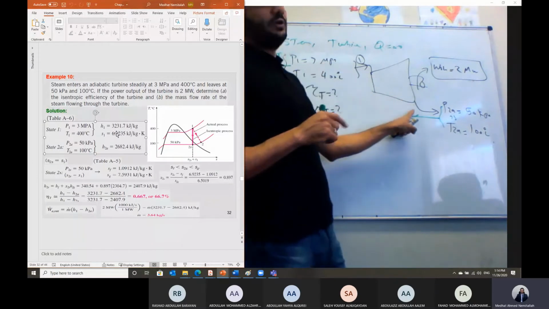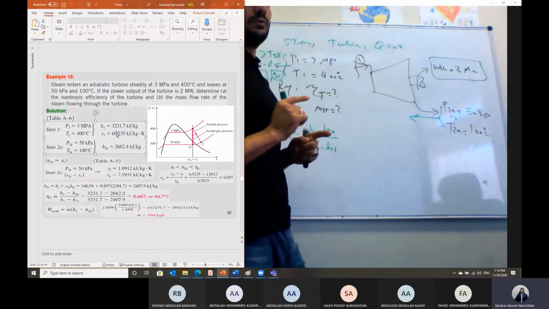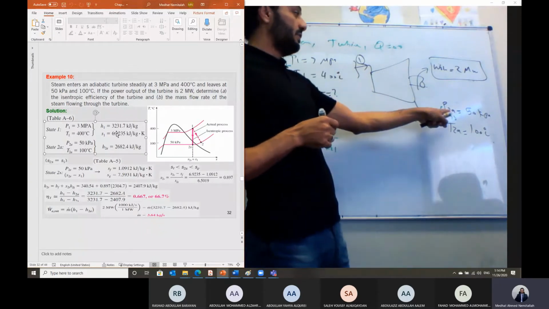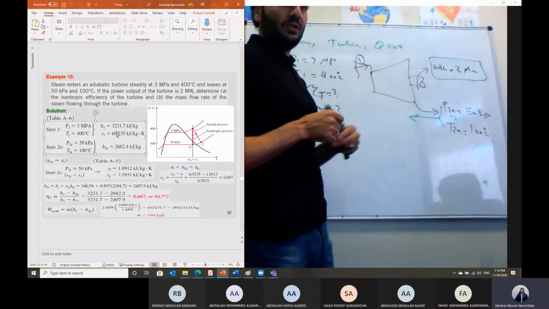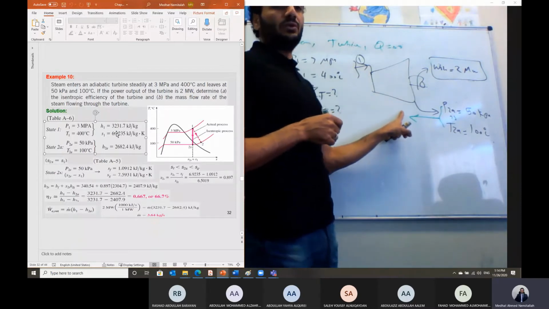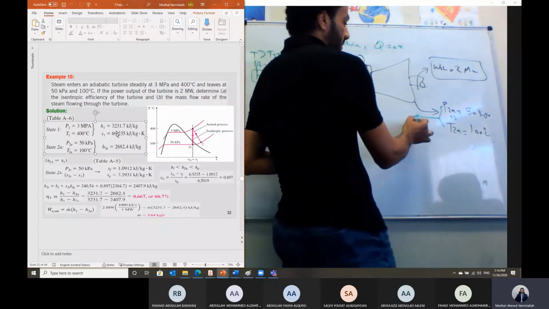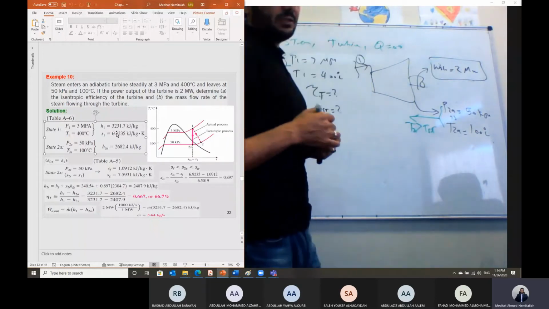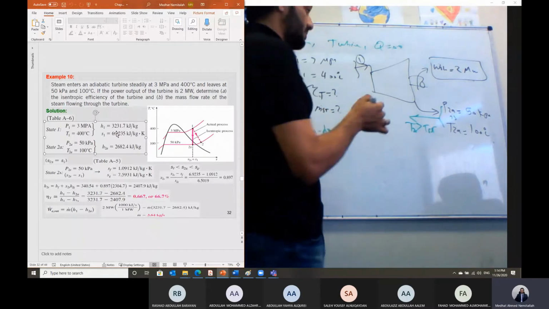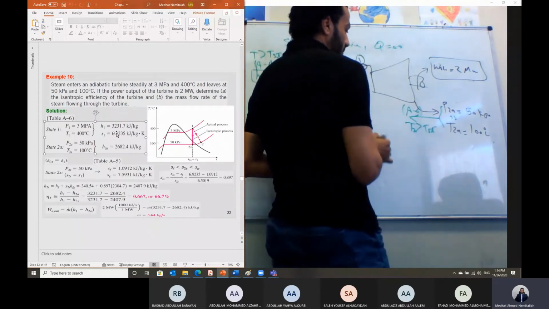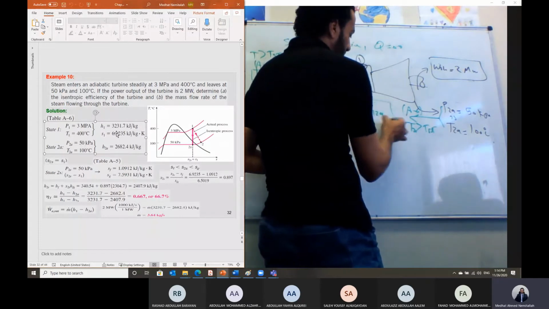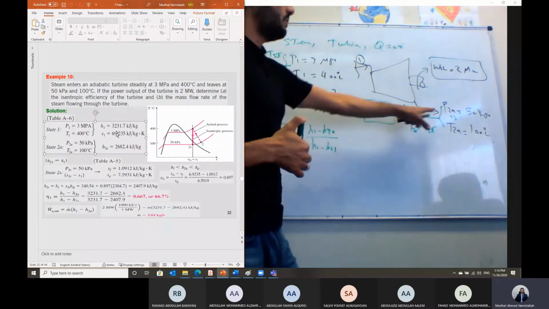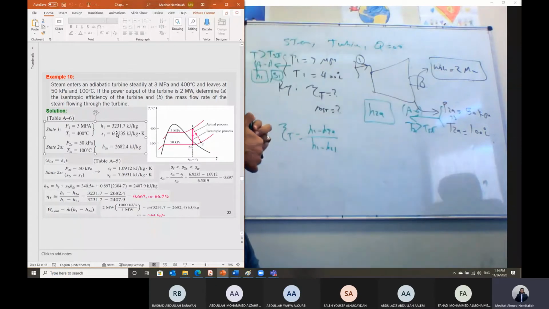But for the exit point, you have to check, because we don't know whether it is superheated or a saturated mixture. So with this pressure, 50 kilopascal, I will go to table A5, get the saturation temperature, and compare it with the given value. You will find that the temperature T2 actual is greater than the saturation temperature, so the state is still superheated. I will go to table A6 and get the value of H2 actual at this given pressure and temperature.